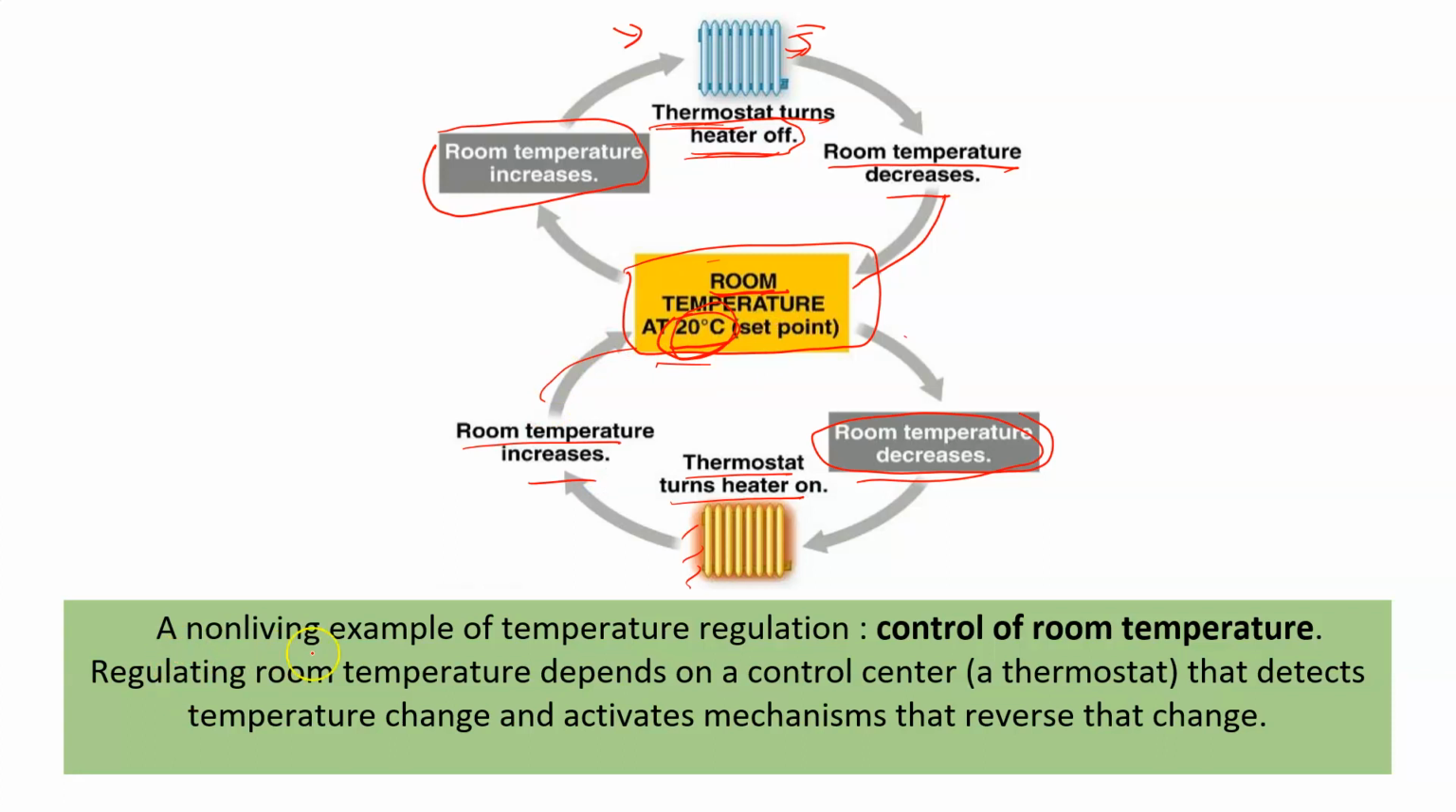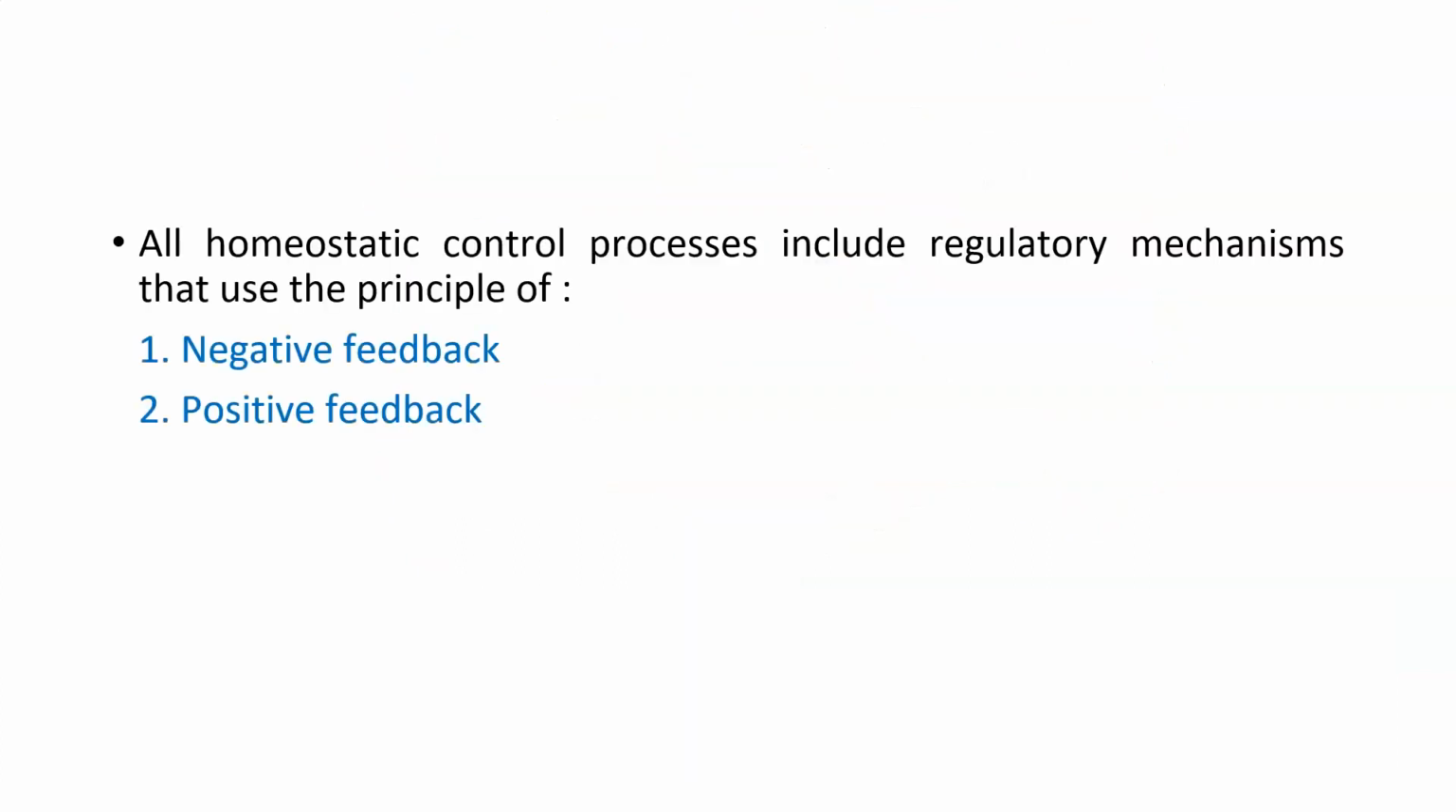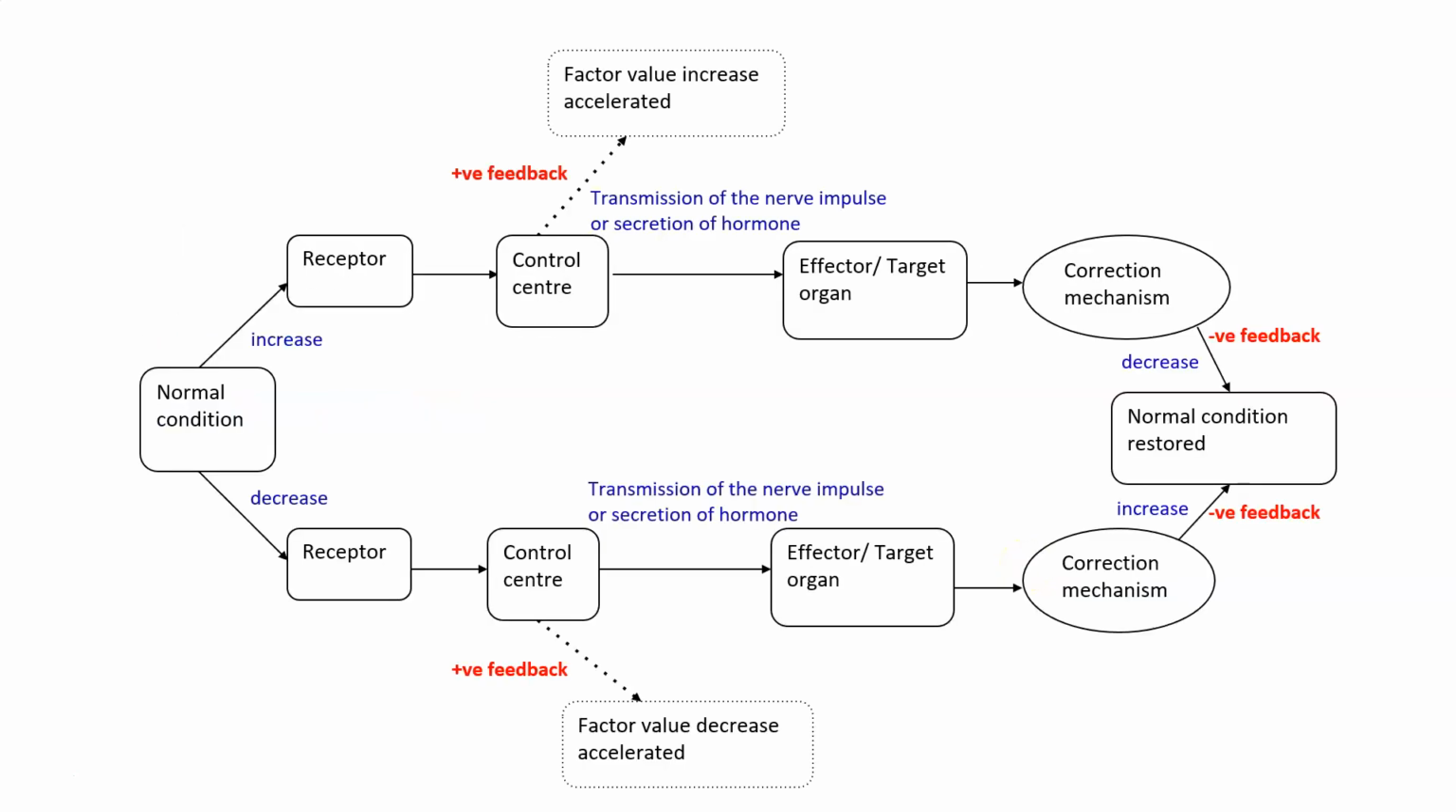Okay, so it says here a non-living example of temperature regulation. Control of room temperature: regulating room temperature depends on the control center, which is a thermostat that detects temperature change and activates a mechanism that reverses the changes. So this is an analogy for homeostasis, it gives you room temperature, right? All homeostatic control processes include regulatory mechanisms that use the principle of negative feedback and also positive feedback. There are two.